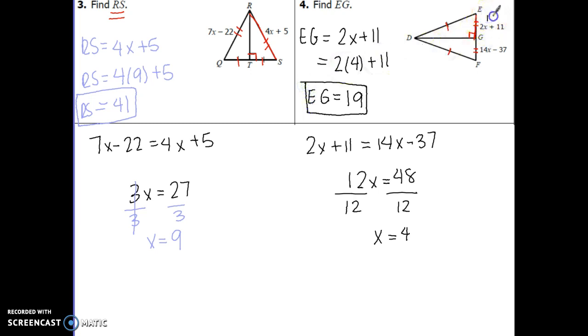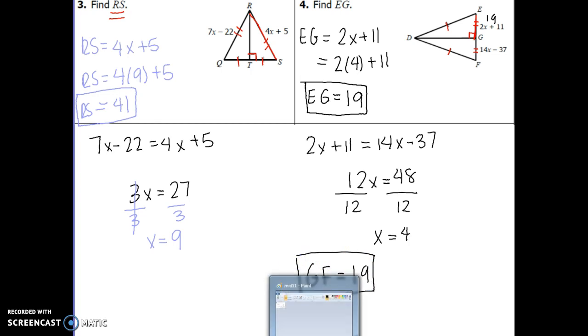So EG was 19. That means that without doing any math whatsoever, we could have also automatically known that GF was also equal to 19. Let's go ahead and do number 5 and 6. When you are done, come to me and let me see what you got.